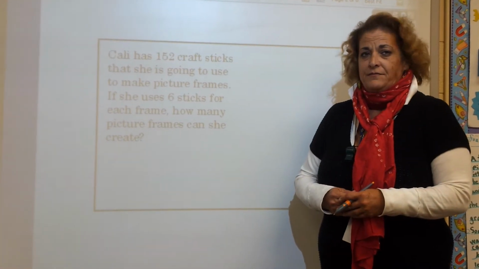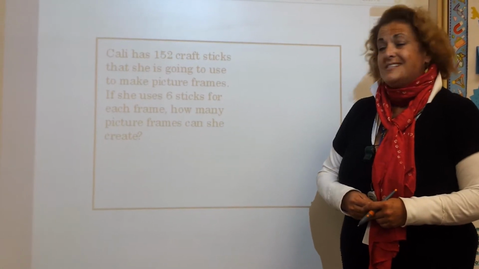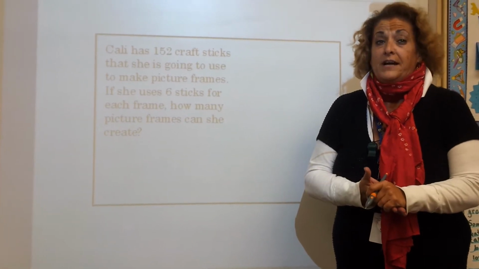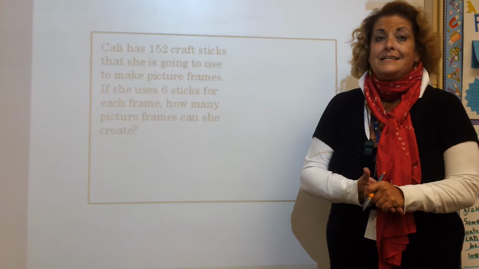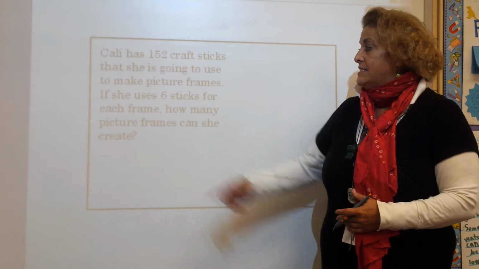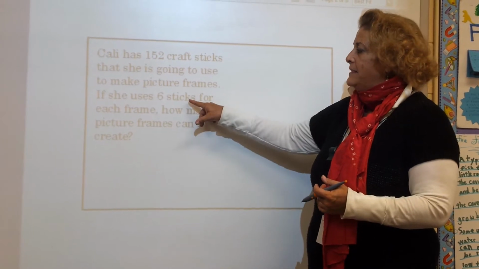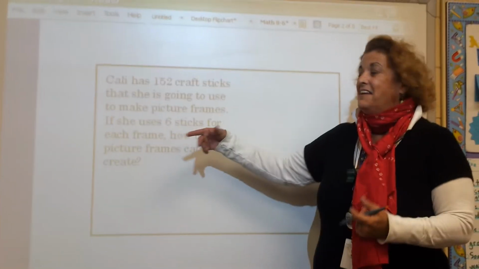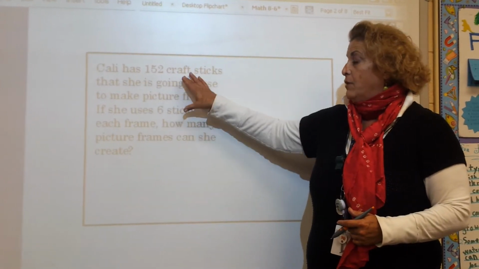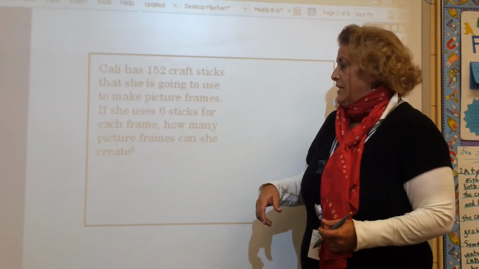Callie has 152 craft sticks that she's going to use to make picture frames. If she uses 6 sticks for each frame, how many picture frames can she create? The operation we're going to choose to solve this problem is division. Why? Because we are dividing the 152 craft sticks into groups of 6. Not 6 groups. We're looking for the number of groups, so we are going to divide the 152 by 6 to find out how many picture frames she can make.